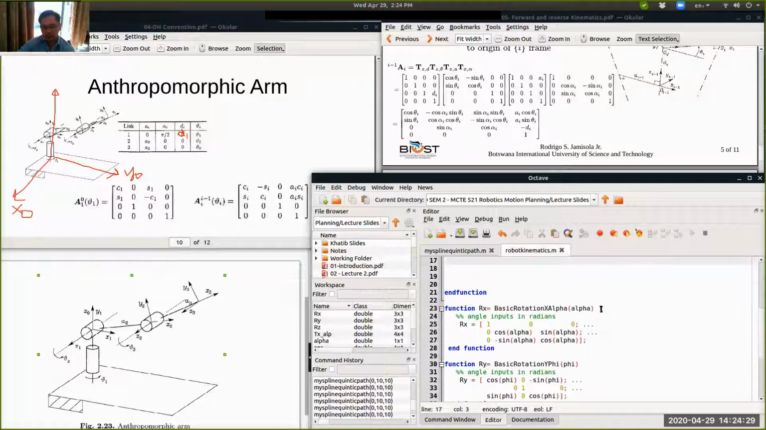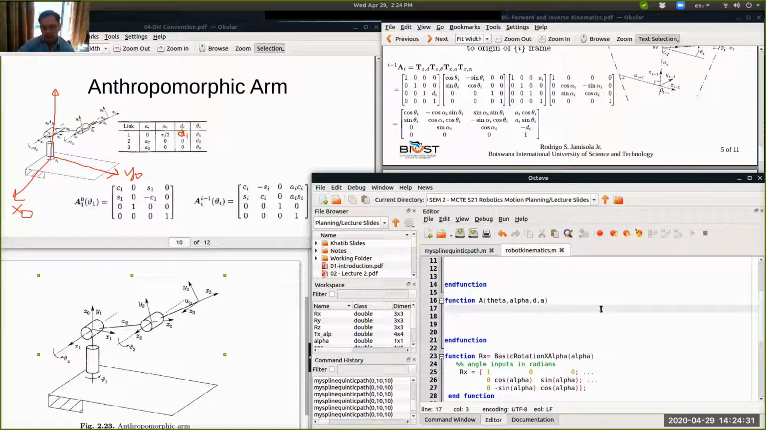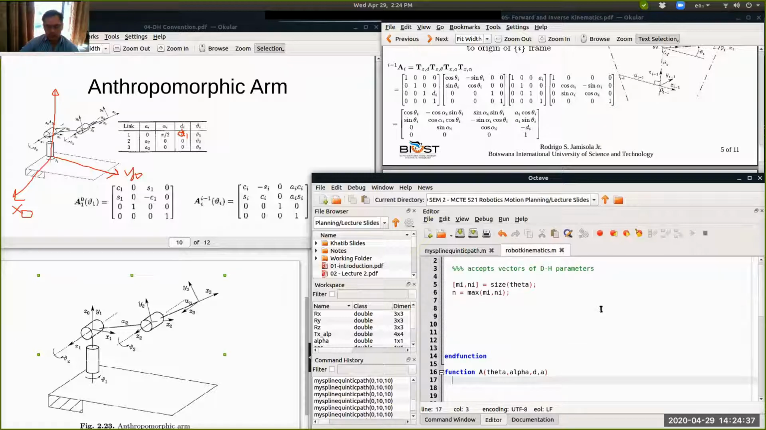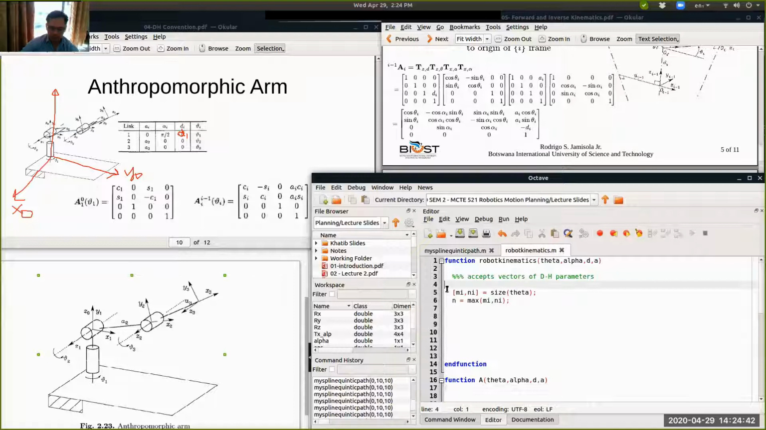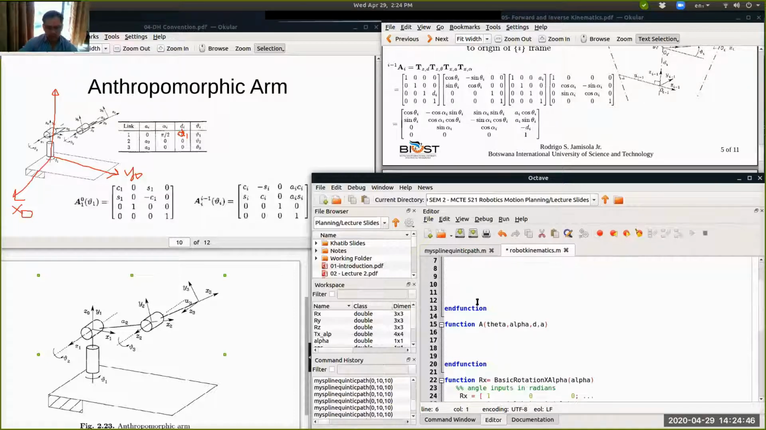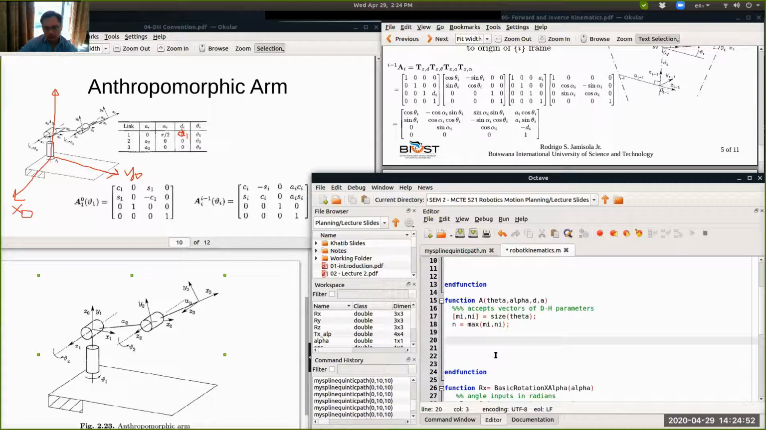Now we have the basic rotation matrices. And so now we say, for example, we have A. So now we are going to do, again, the size of this one, because this is important in whatever input you give, and then we'll know the number of joints for that particular robot, given the transformation matrix.